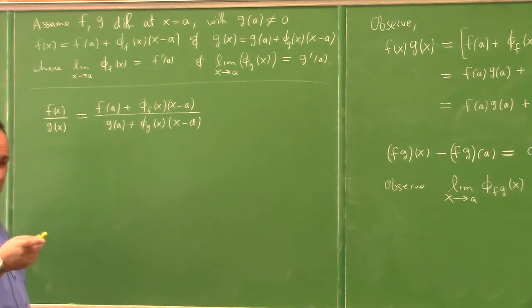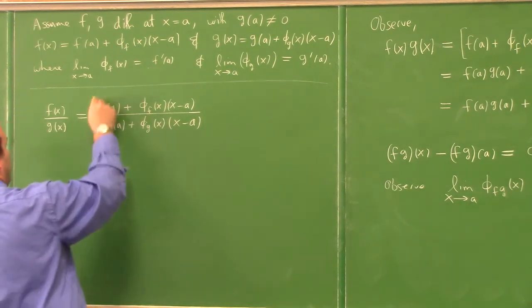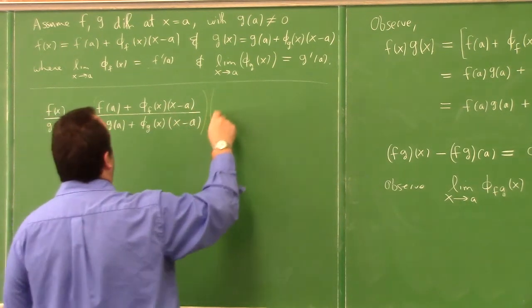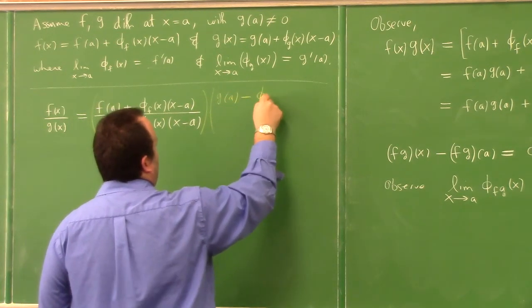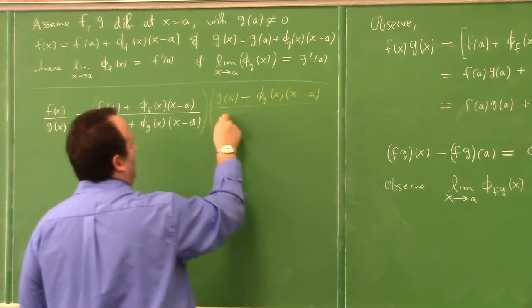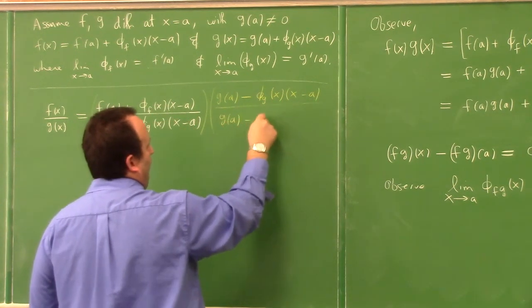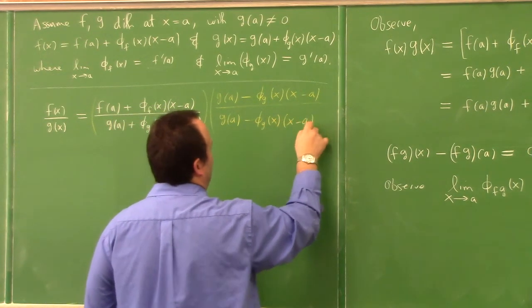Okay, so I think you're right. I think maybe rationalization is the way to try here, so to speak. So I'm going to see if I multiply by g of a minus phi g of x times x minus a over the same, if that does something magical. I don't know, maybe.